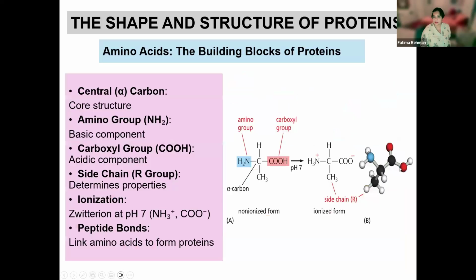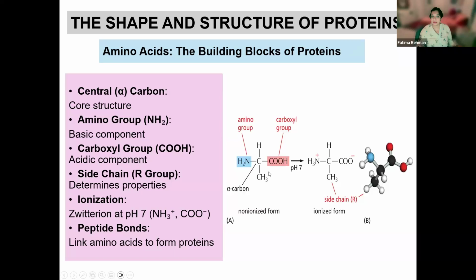so let's get started. Let's start off by looking at what are the building blocks of proteins and how they're built. The building blocks of proteins are amino acids. Amino acids have a central alpha carbon. They have an amine group on one side, a carboxyl group on the other, and then they'll have a hydrogen and some kind of R chain, a side chain, which we call the R group.